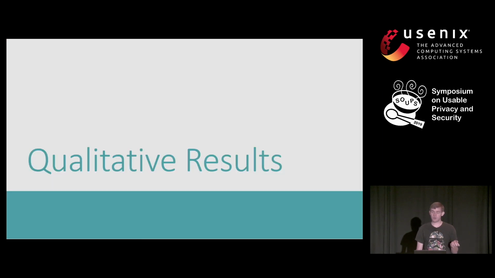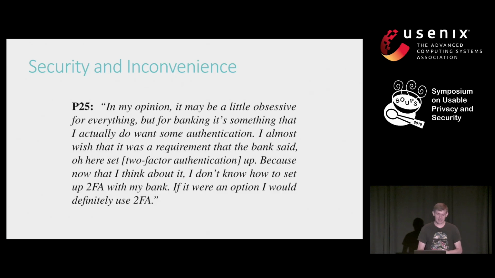For our qualitative results, we had two coders code each interview and identify common themes, which I'll talk about now. The first theme is the trade-off between security and inconvenience. This participant said, in my opinion, it may be a little obsessive for everything, but for banking, it's something that I actually do want some authentication. So 29% of people we surveyed said security was definitely worth the inconvenience cost, and another 36% said it would depend on the importance of the account. That's 65% of users who said, at least in some circumstances, we want 2FA, which is encouraging.